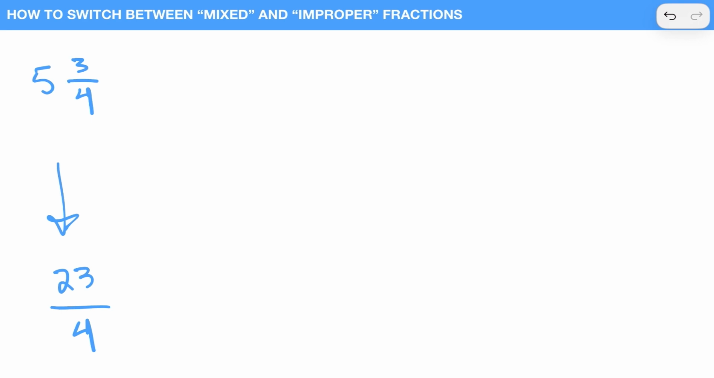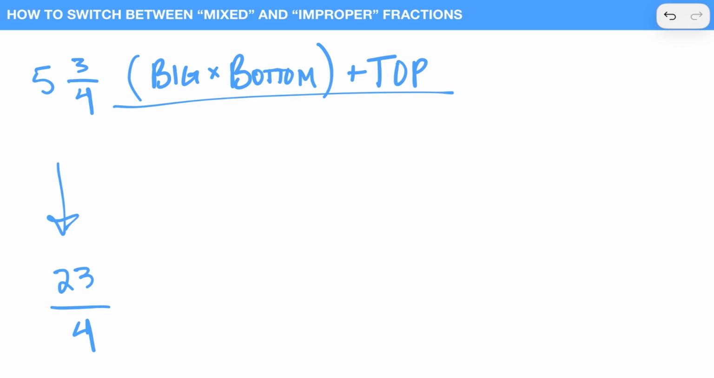It's going to be big times the bottom plus the top, all over the bottom. Now that's just words, but what do I mean by that? By big, I mean the big number. By the bottom, I mean the bottom number. And by the top, I mean the top number. So let's put this into practice.